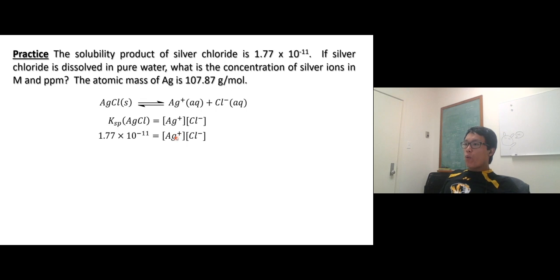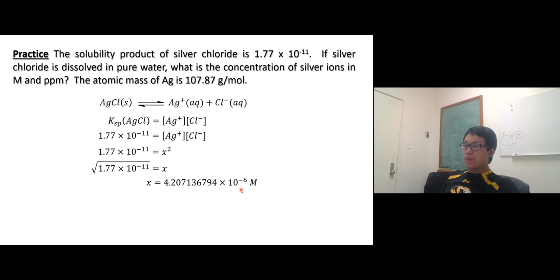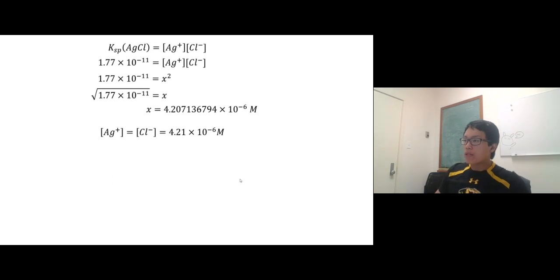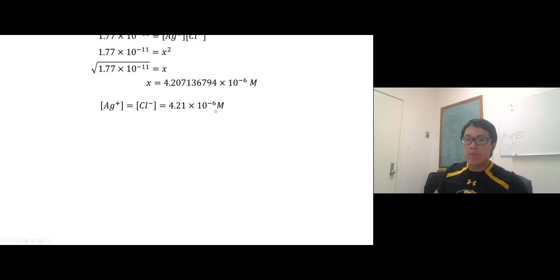If silver chloride were to dissociate to silver ion and chloride ion, they have the same concentration. It's a 1-to-1 ratio. So we do x squared, and then same thing, you take the square root on both sides. You should get that number. So the concentration of silver ion and chloride ion is still the same number. Now that's the molarity. So we got molarity there.